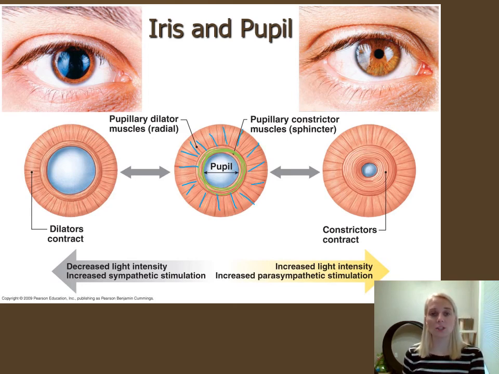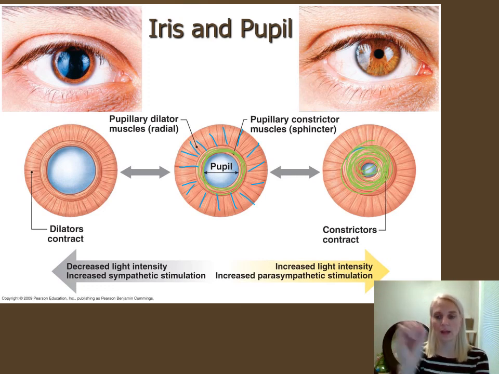So if we need to constrict our pupil, we are going to have the constrictors constrict. Those muscles are going to be activated, and we can see the pupil gets really small. The dilator muscles, the radial muscles, just kind of go along for the ride. They're relaxed, but they're stretchy. They're smooth muscle, so they're kind of stretchy.